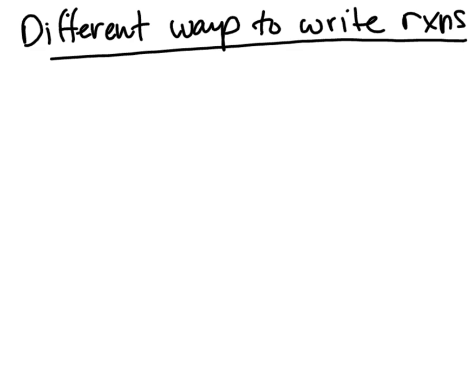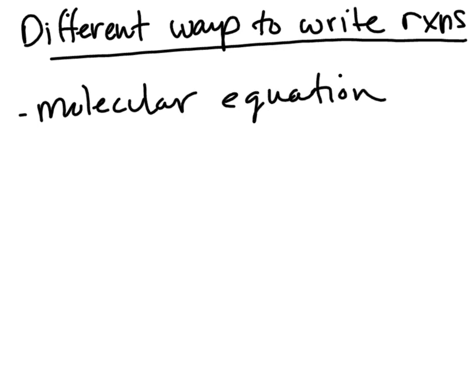Alright, this video is on different ways to write chemical reactions. There are three main ways I'm going to have you write reactions. One of them is a molecular equation, where we have all of the species written as the chemical formula in the equation.